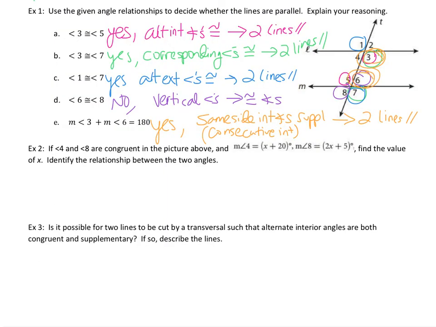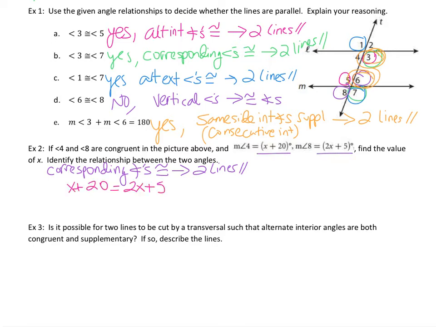In example 2, if we use the same picture from up above, and we say that angle 4 and angle 8 are congruent, then they give us some measures for angle 4 and 8, and we want to find the value of x. So first we need to identify the relationship between those two angles, what they are, and then what that tells us. So 4 and 8 are corresponding angles. And if we have corresponding angles that are congruent, then that implies that we have two lines that are parallel to each other. And because they are congruent to each other, we can set those two angles equal. So we've got x plus 20 equals 2x plus 5.